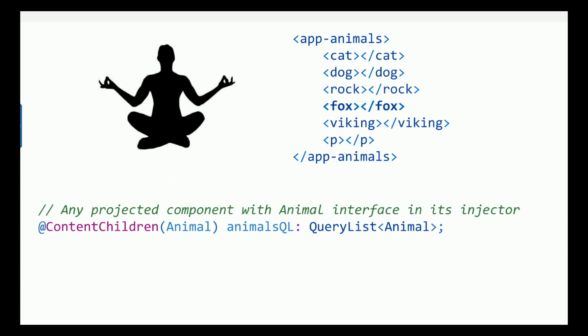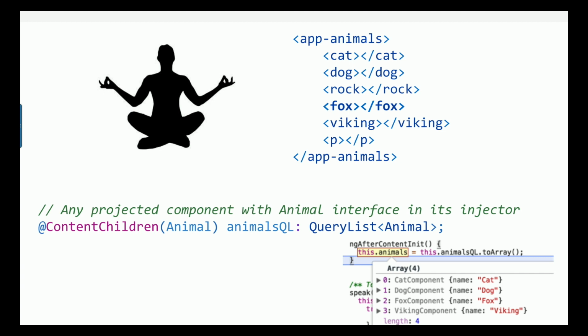Because now when I do content children, apparently, undocumented behavior, apparently what it does, content children now looks into the injectors of everything that's in there. And because Fox implements animal, or provides it by alias, and dog does by alias, and Viking does by alias, because they all agreed to do that, this time content children finds things when it looks for animals. Remember, it didn't before, now it does. There they are.